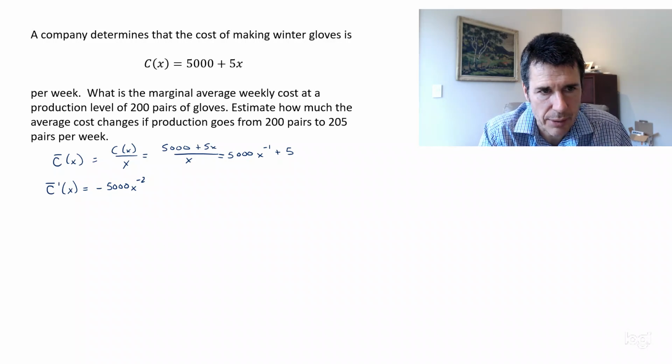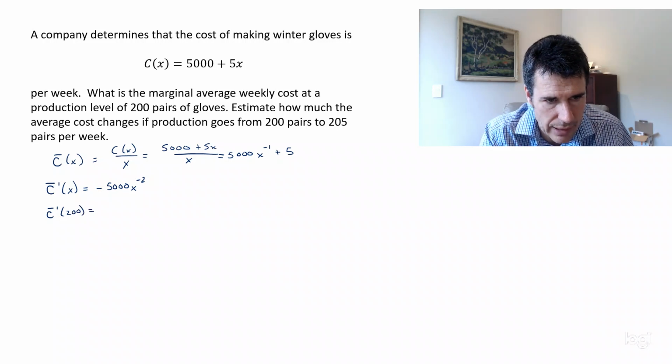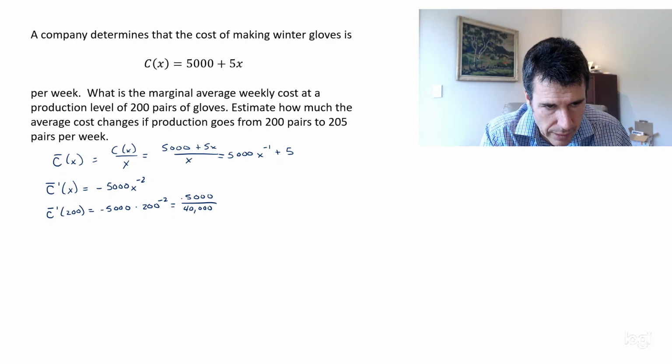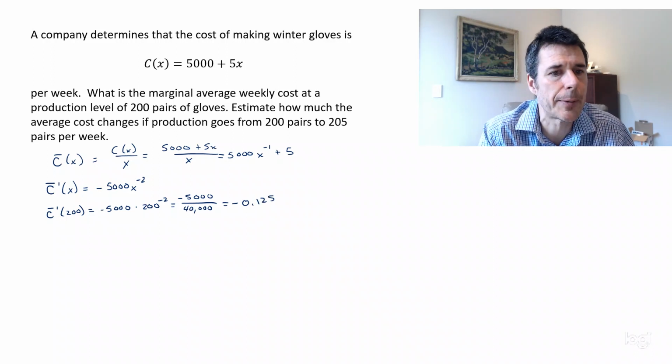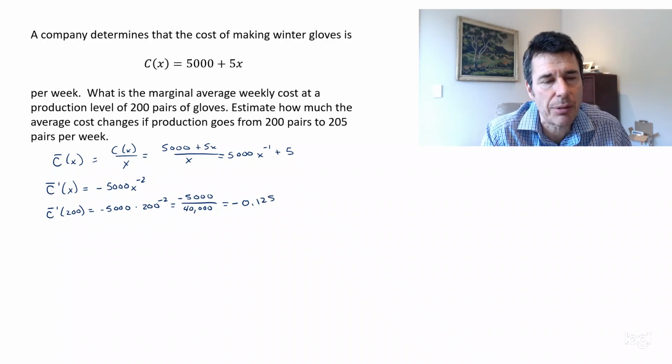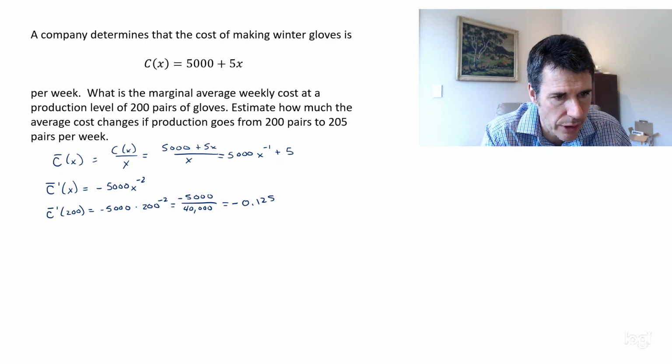We are interested in the marginal average weekly cost at a production level of 200. So C bar prime of 200 equals negative 5,000 times 200 to the negative 2, which is 5,000 divided by 40,000. Oops, we need a minus sign in there, which is negative 0.125.